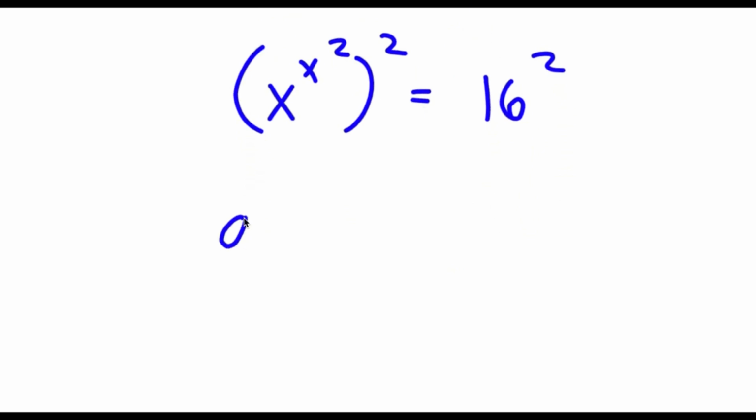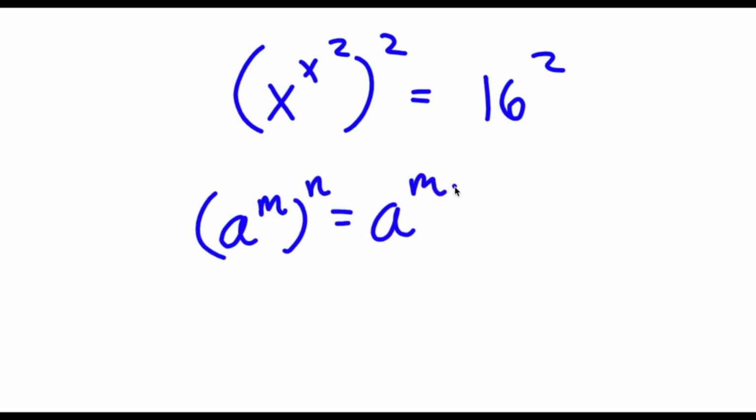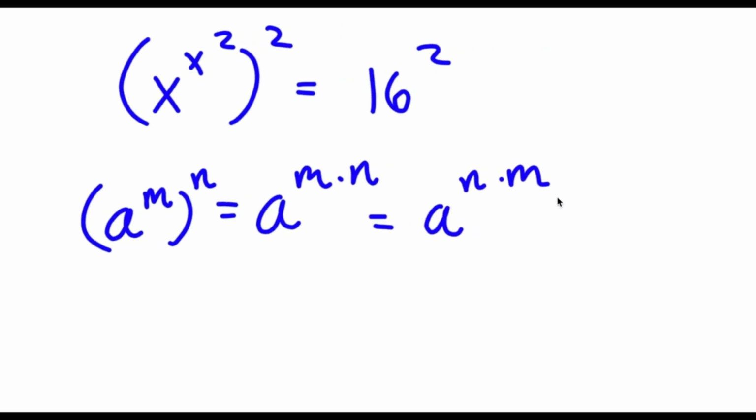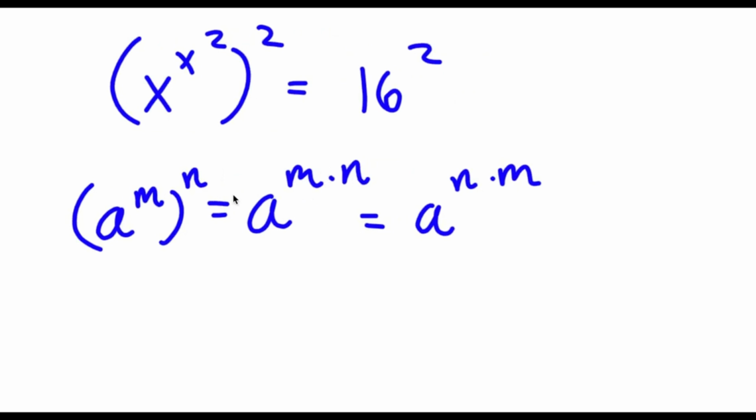Now, if I have something in the form a to the power of m to the power of n, this is simply equal to a to the power of m times n. However, in this case, m and n are interchangeable, meaning this is also equal to a to the power of n times m. And if a to the power of m times n is equal to a to the power of m to the power of n, this means that a to the power of n times m is going to equal a to the power of n to the power of m.